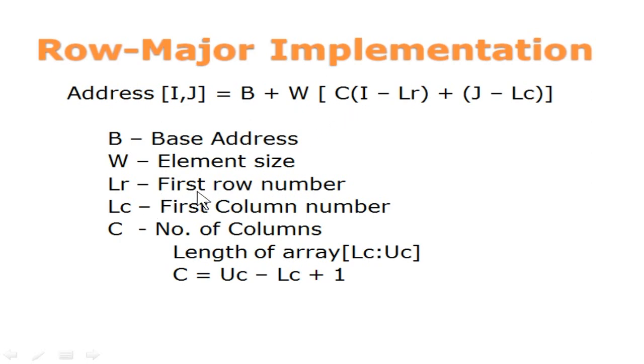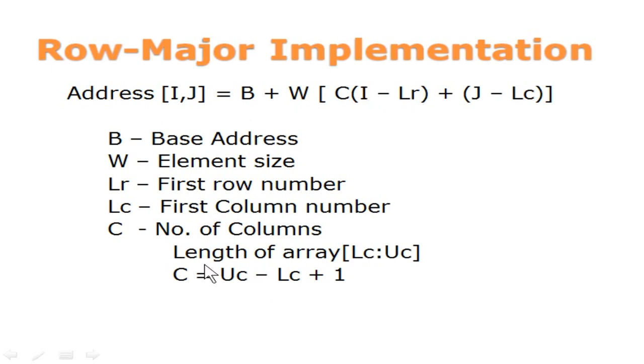Next is LR. LR and LC are the first row number and first column number. Then I and J are the row and column for which you are going to find the address. And then you have C here, which is nothing but the number of columns. You have to notice one thing: you have C into (I minus LR), because it is row major order, you multiply the number of columns with the value I minus LR.